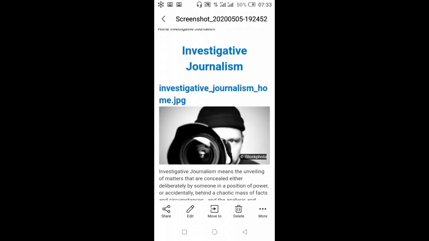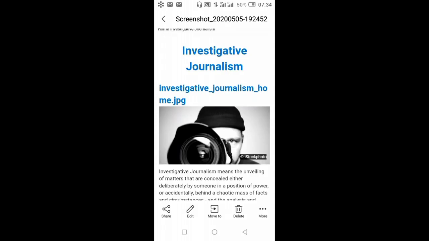So investigative journalism is an interesting one. So many journalists who are investigative journalists have won so many awards because of their role in exposing secrets, their role in exposing truth, or their role in ensuring that the rule of law is established within our society. So please, you can go and study more on investigative journalism.